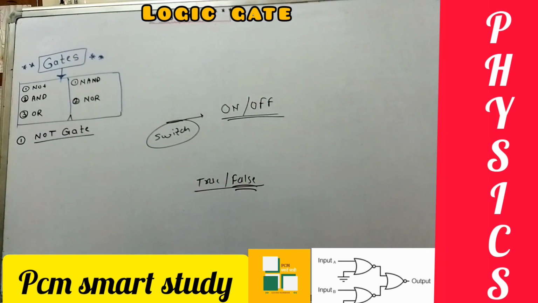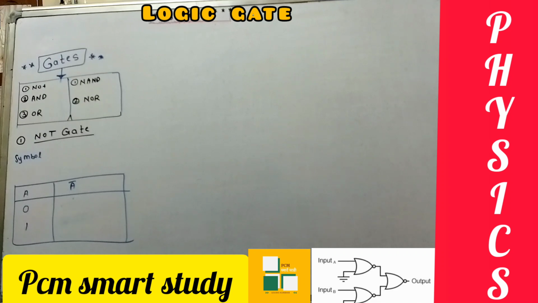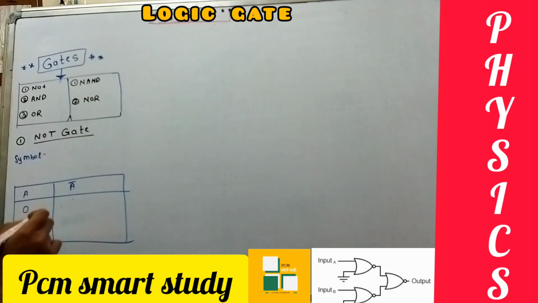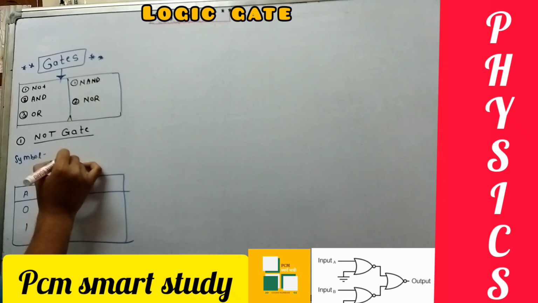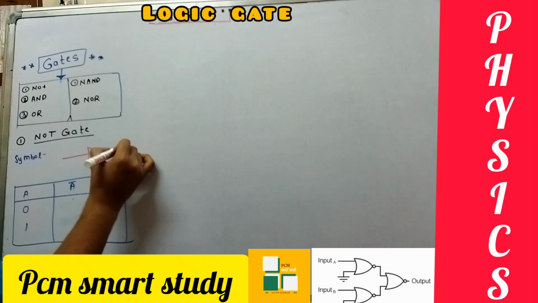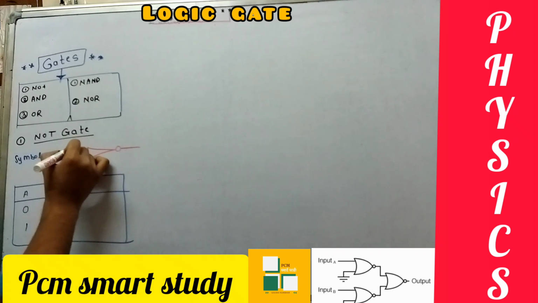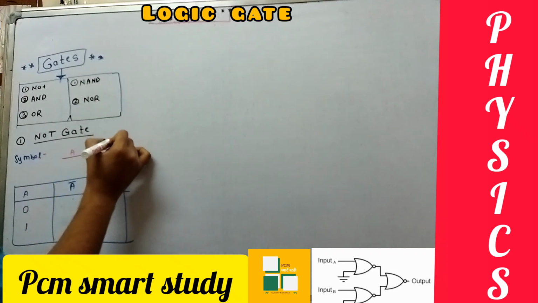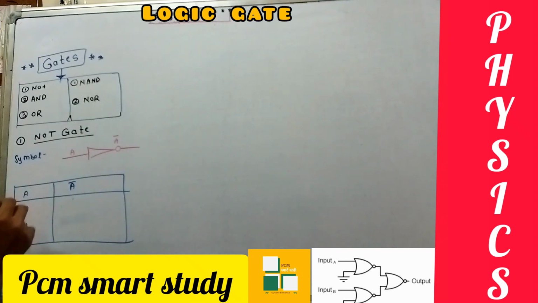This is denoted by this symbol, and it is used for negation. For negation, when A is 0, we take the negation of A, meaning we take the negation of 0, then it is 1, and then the negation of 1 is 0.